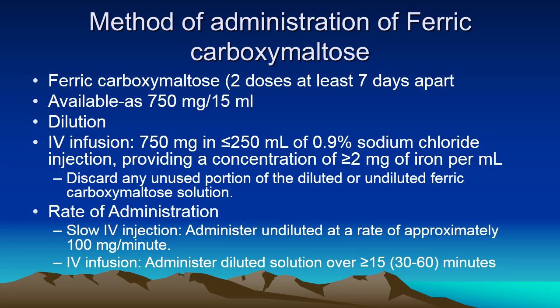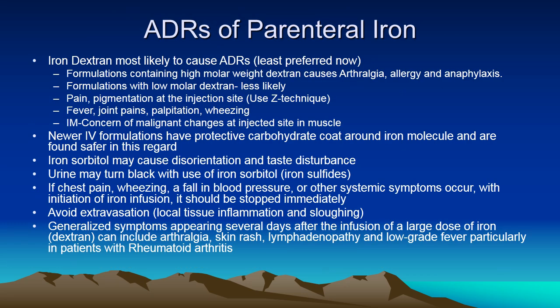Method of administration of ferric carboxymaltose: 2 doses at least 7 days apart. Currently it is available as 750 milligram in 15 ml, and dilution is done so that 750 milligram is in less than 250 ml of 0.9 normal saline, providing a concentration of around 2 milligram per ml. Now, the rate of administration is slow, so that 100 milligram per minute is given. Usually 15 minutes, maximum 60 minutes.